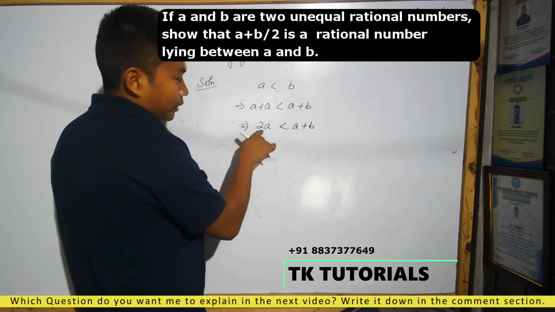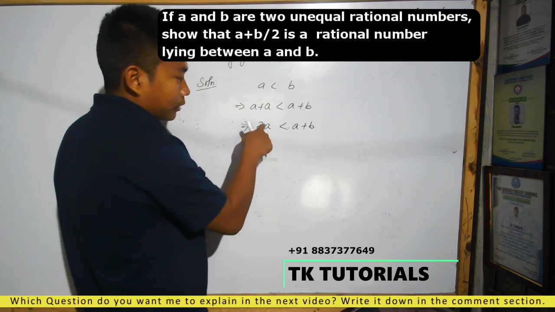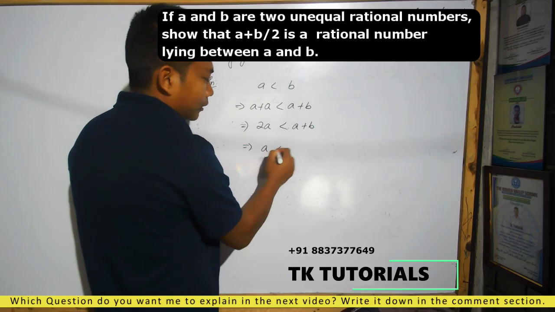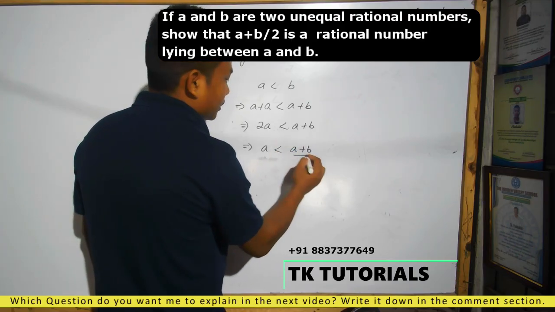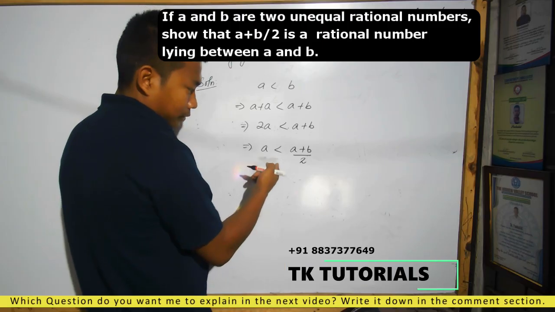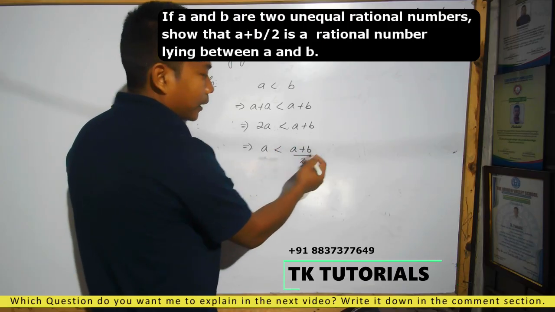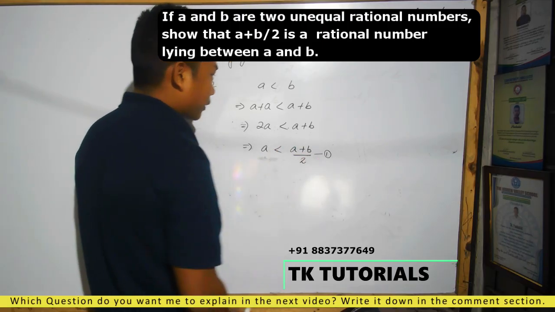Then you will get a. Why? Because there is a multiplication sign in between these two, and when you transfer it, the multiplication sign becomes division, isn't it? So a will be less than (a plus b) by 2. Now let's put this as equation number 1.